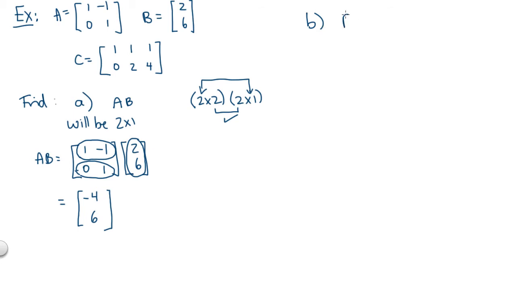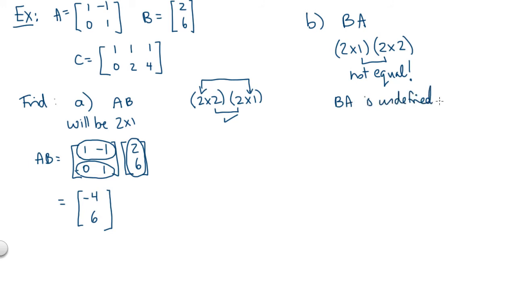All right, part B, let's try doing the multiplication in the other order. So B times A. Again, before we do too much work, let's check that the sizes are compatible. The size of B is 2-by-1. So we're going to take a 2-by-1 matrix and multiply it by A, which is 2-by-2. If we check our inside numbers, they are not equal. And that tells us right off the bat that BA is undefined.